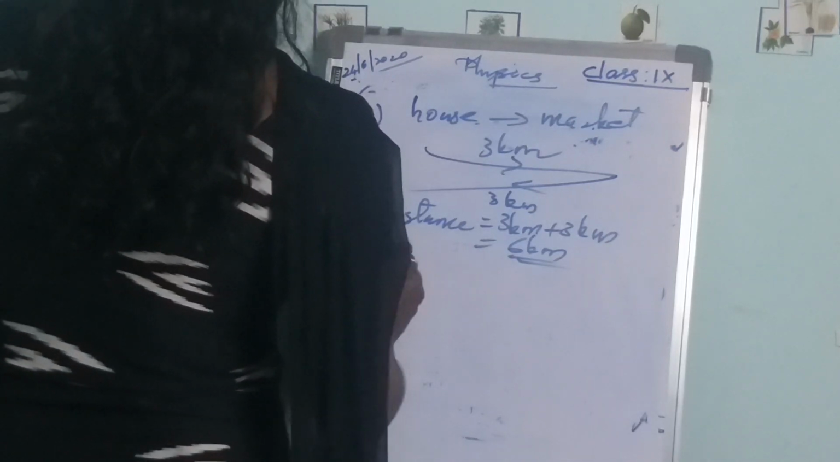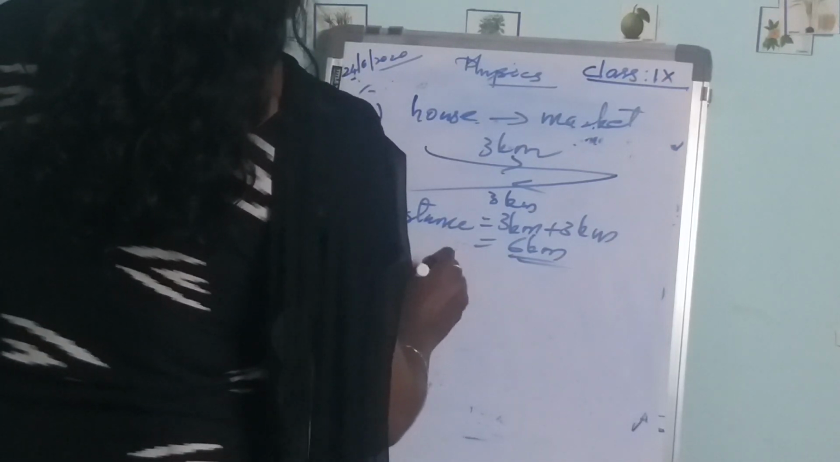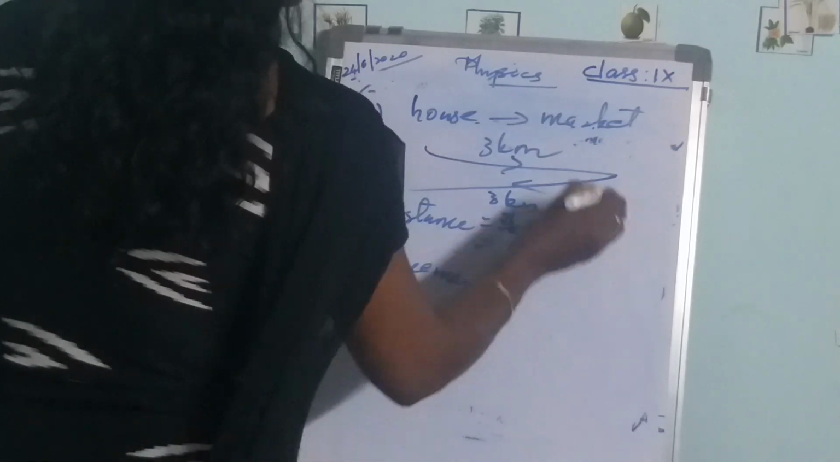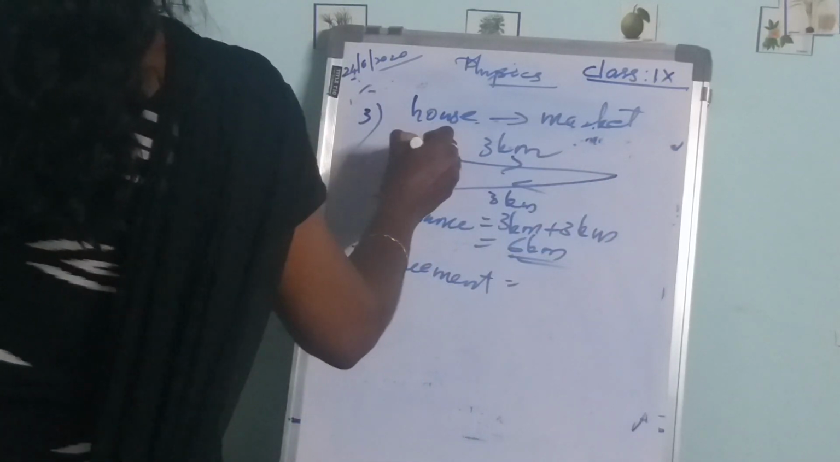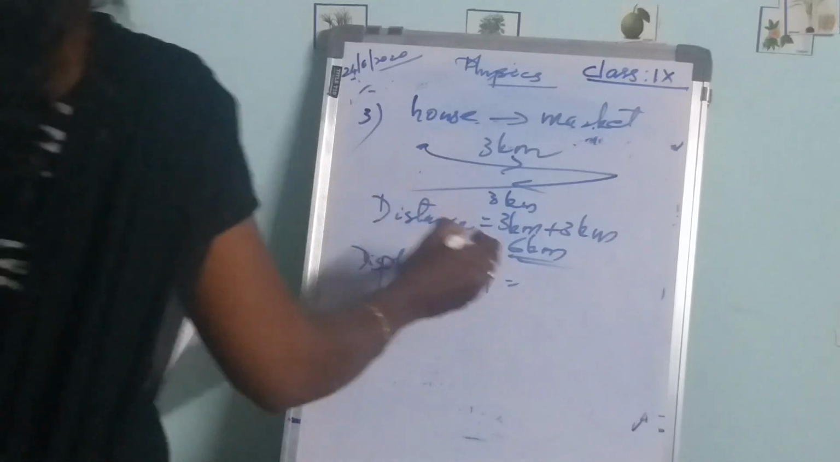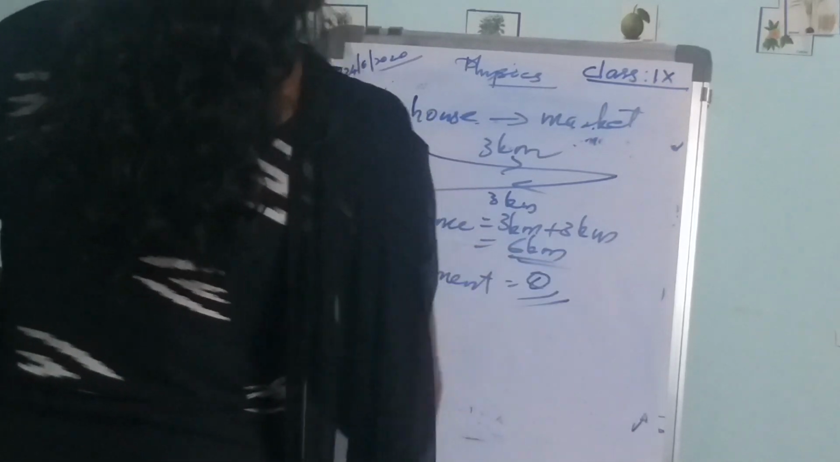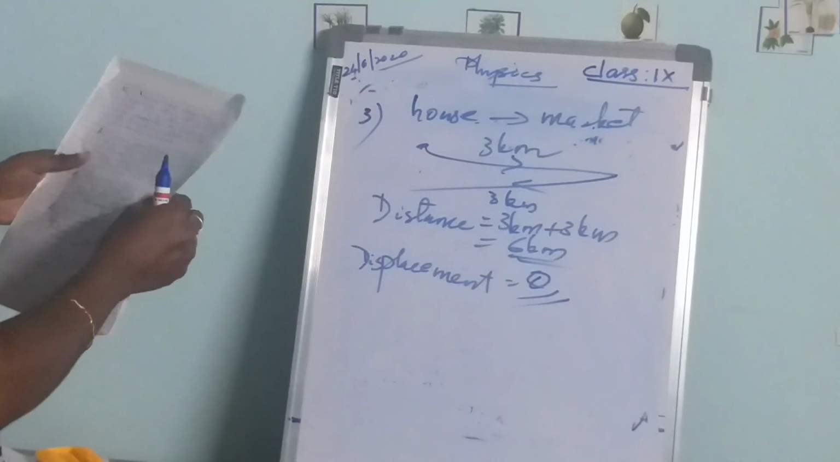Okay. Then what about the displacement? It is easy. He returns to his home. So the initial and the final position coincide. So the displacement is equal to 0. Here the displacement is 0.